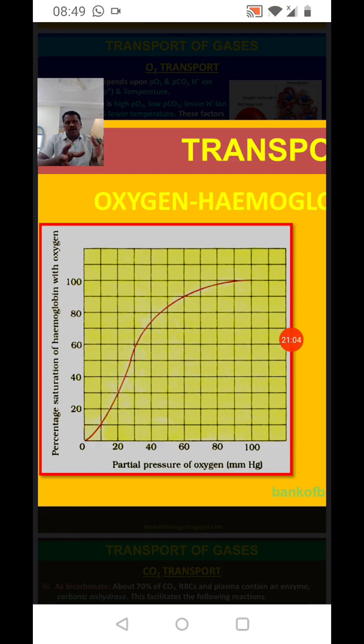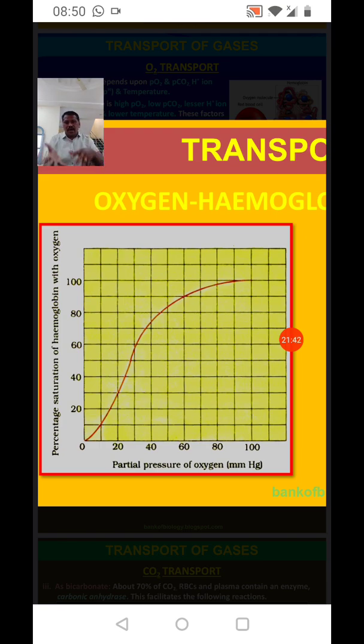Oxyhemoglobin gives away the oxygen. Oxyhemoglobin leaves the oxygen, so this left oxygen diffuses into the tissues. What does that mean? The saturation of hemoglobin decreases. Right? So here you can understand at high oxygen partial pressure, more saturation of hemoglobin occurs. At low partial pressure of oxygen, less hemoglobin is saturated.